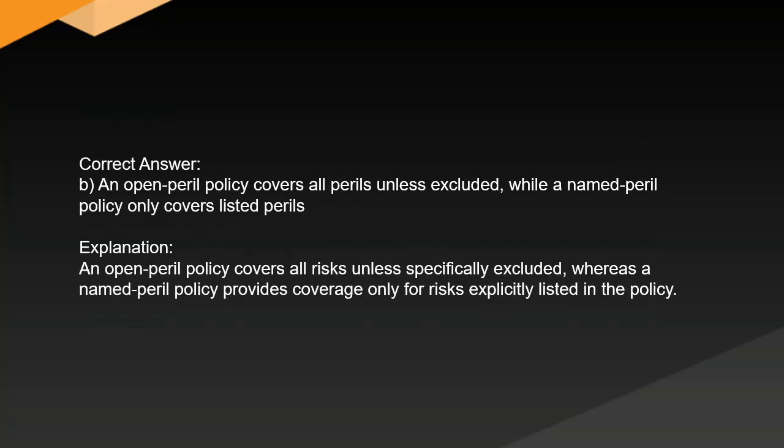Correct answer: B. An open peril policy covers all perils unless excluded, while a named peril policy only covers listed perils. Explanation: An open peril policy covers all risks unless specifically excluded, whereas a named peril policy provides coverage only for risks explicitly listed in the policy.